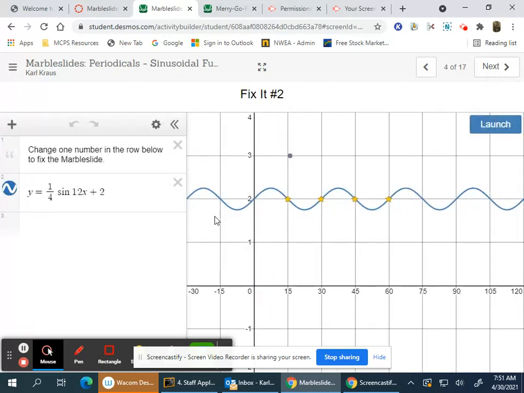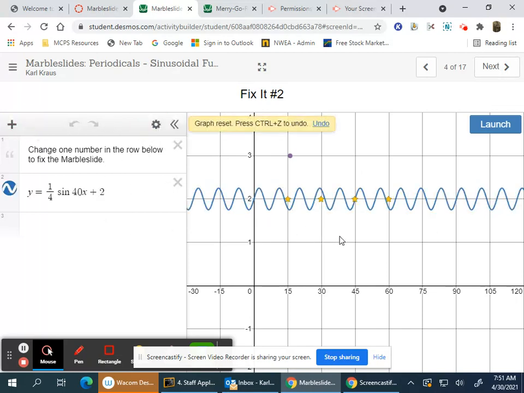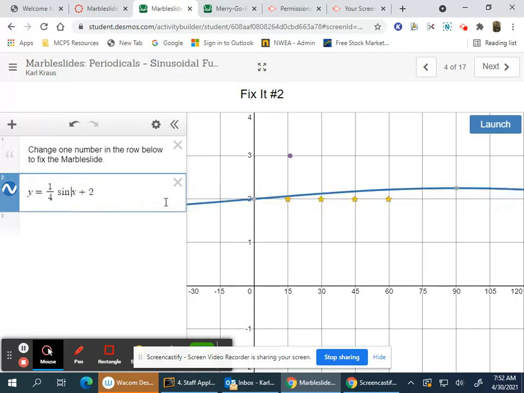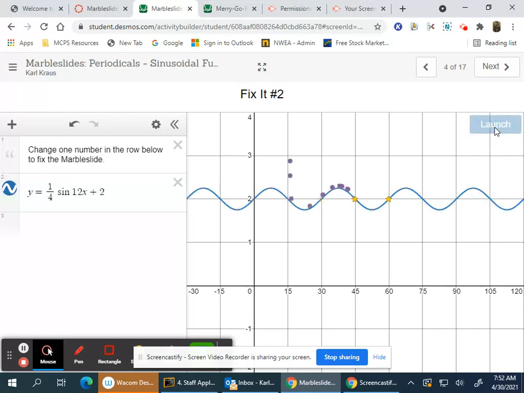This one here, let me hit the reset button because this is what it looked like originally. And then I looked from here, 15 to 45. That's a period of 30. So in order to get the period to be 30, you do 360 divided by 30, which would be 12. If I make this a 12, then it goes through all the stars.